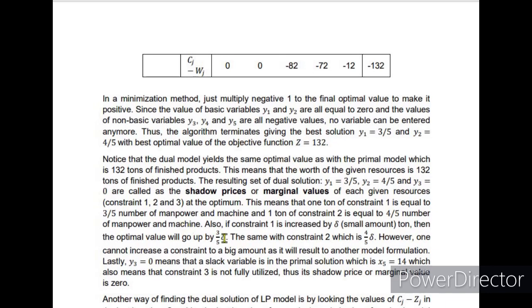Okay? Do you get it? Because they are the equivalent. Y sub 1 is for constraint 1, y sub 2 is for constraint 2, and y sub 3 is for constraint 3. Okay?